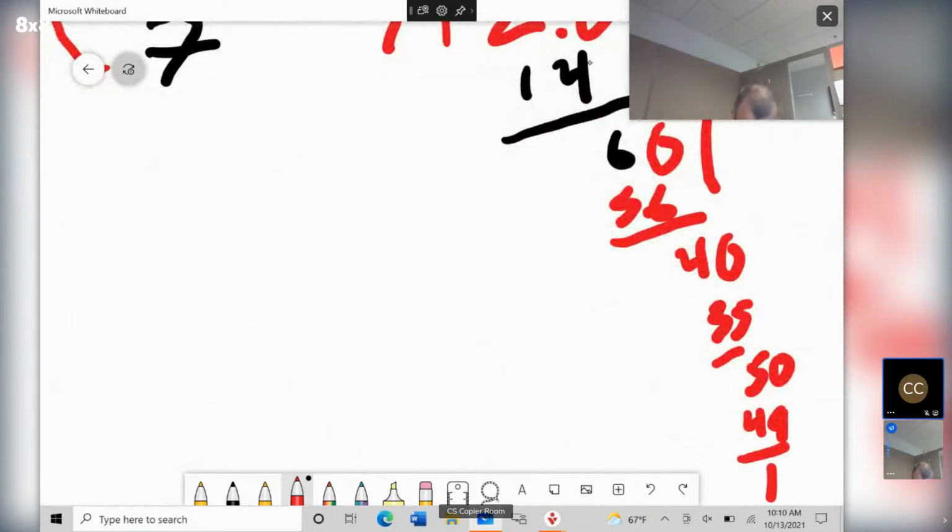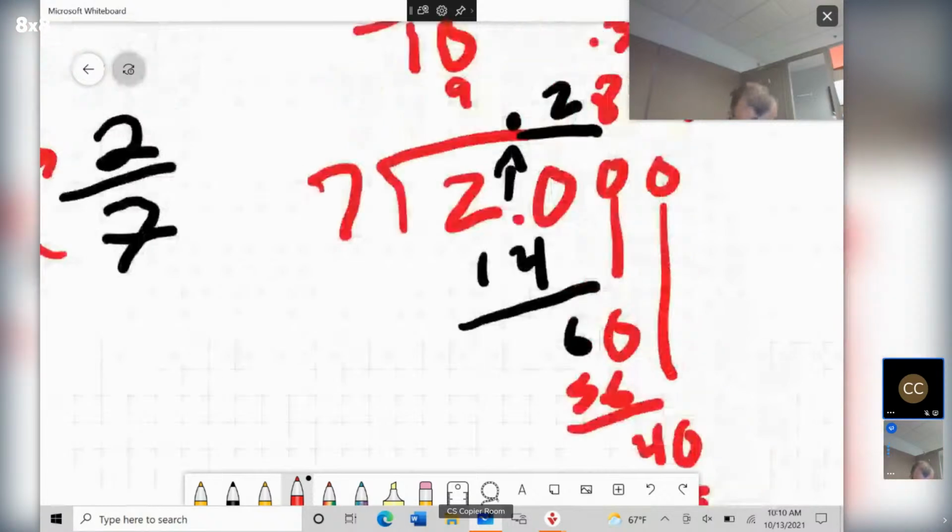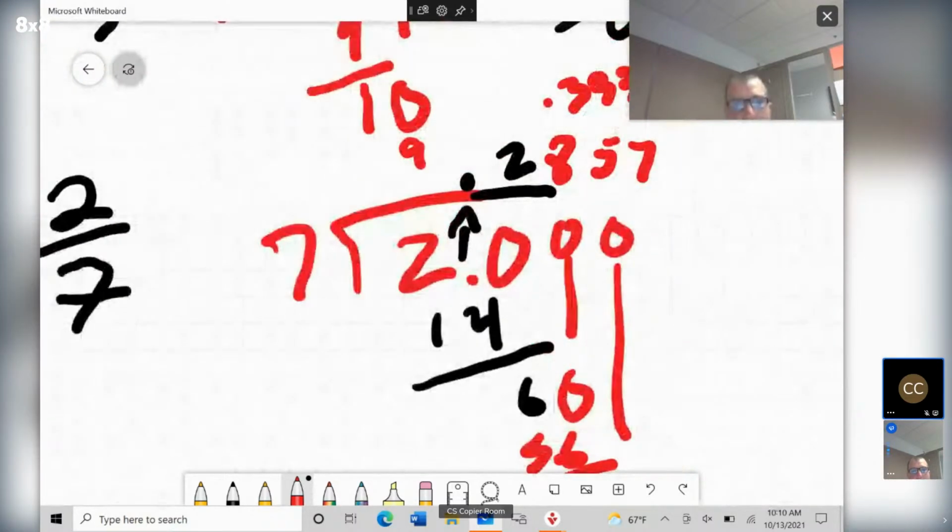This one's a little drawn out. 1, bring that down. And you would keep going until you got nothing left over. Okay. So sometimes you're going to keep having to add zeros until we don't get a remainder left over.